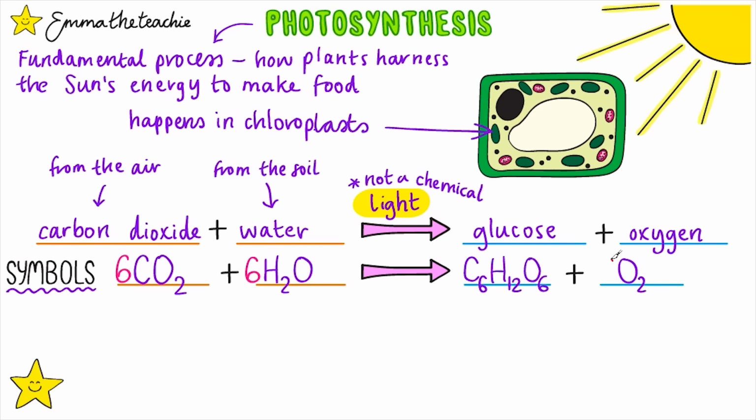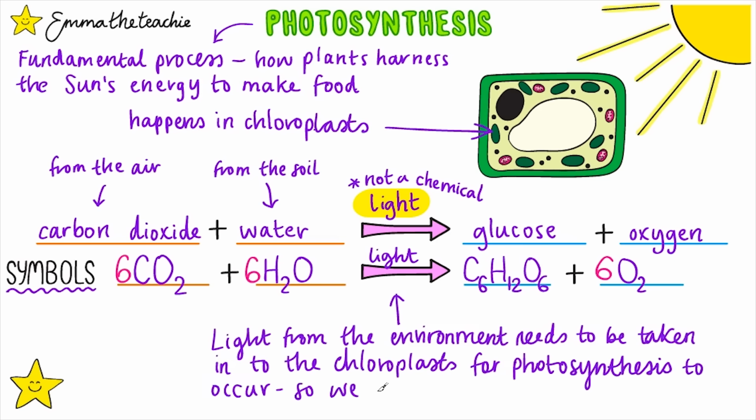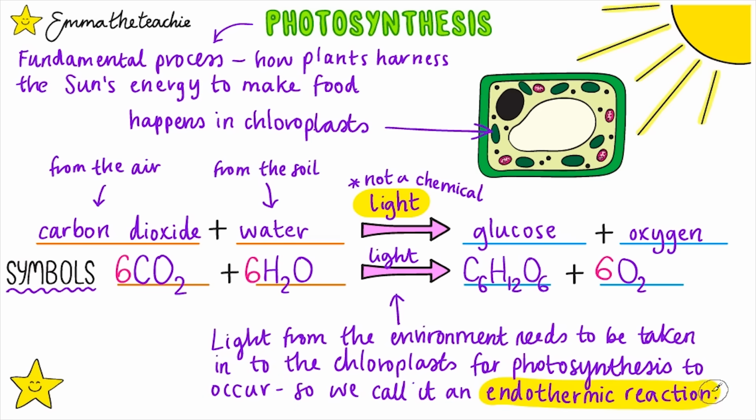We just put a 6 in front of everything that isn't glucose. Now, because light from the environment needs to be taken into the chloroplasts for photosynthesis to occur, we can describe it as an endothermic reaction. That's an important phrase to learn. It's endothermic because endo means in, and light needs to be taken into the chloroplasts. And just a reminder that the chloroplasts contain chlorophyll, the green pigment, that's what's actually absorbing the light.